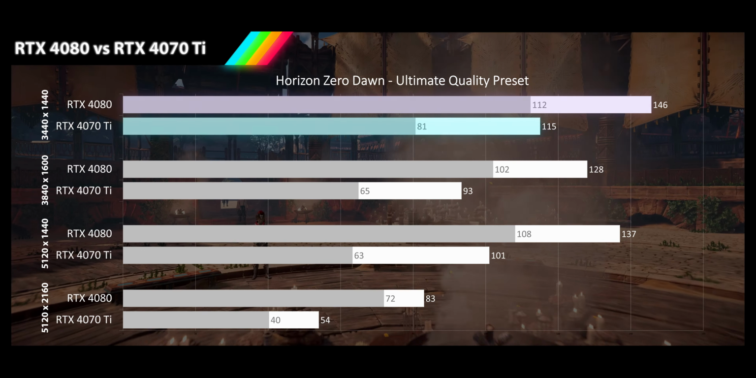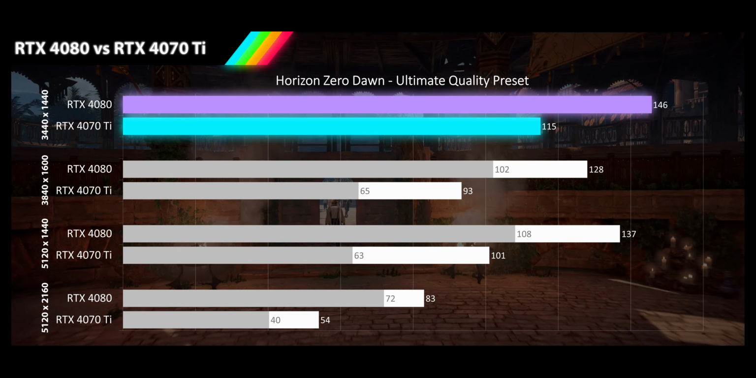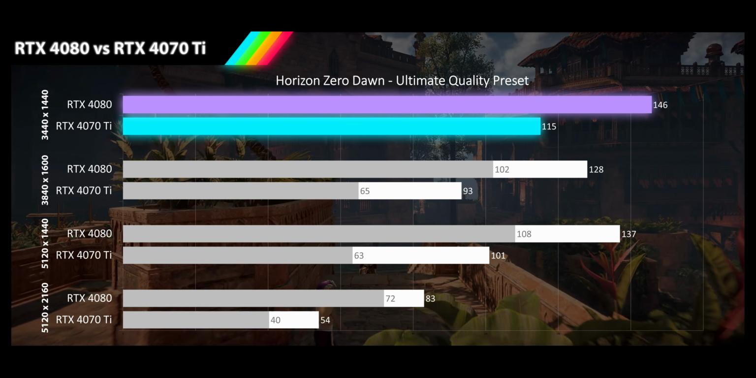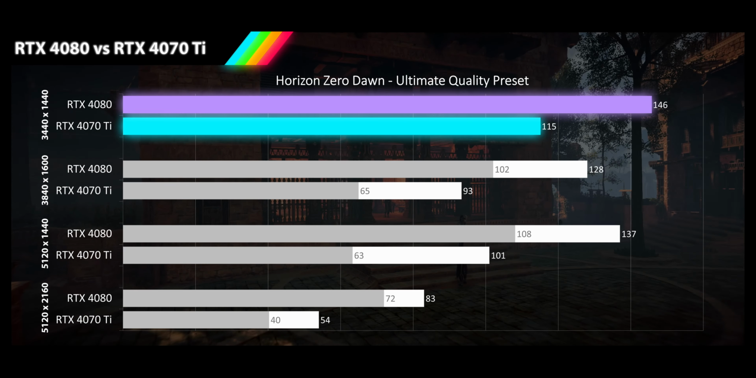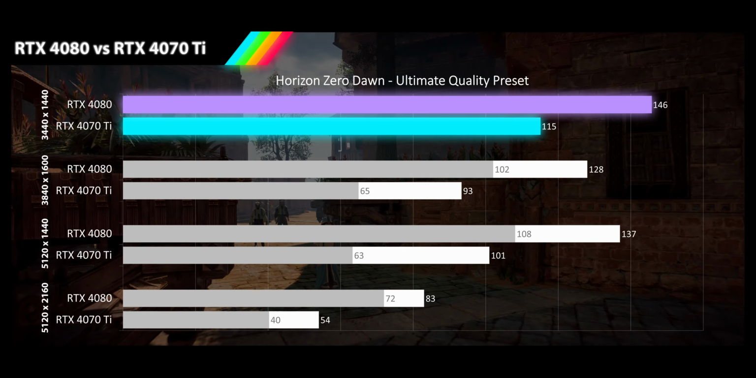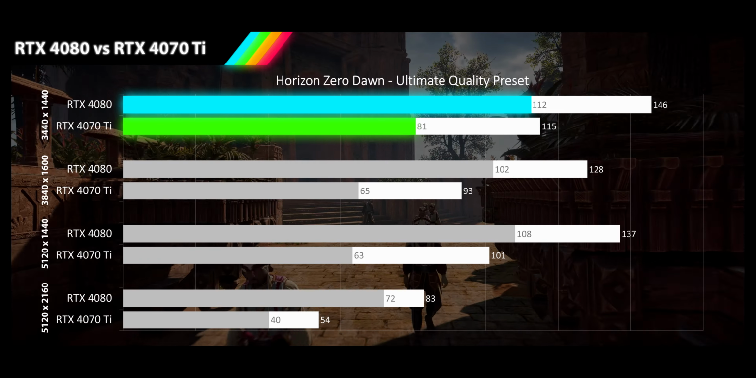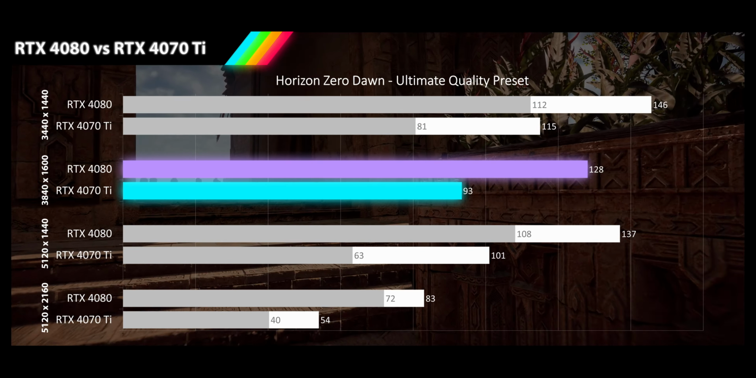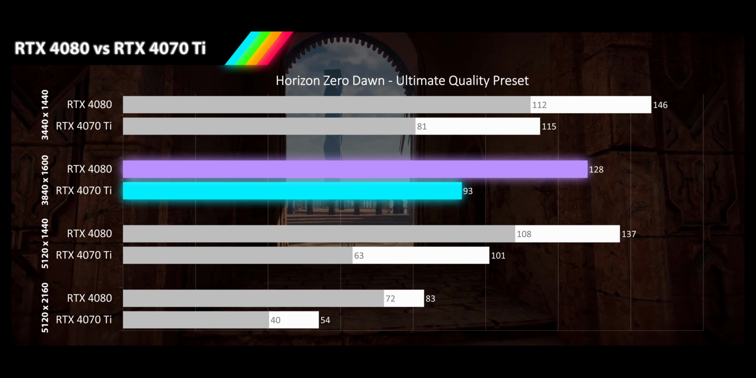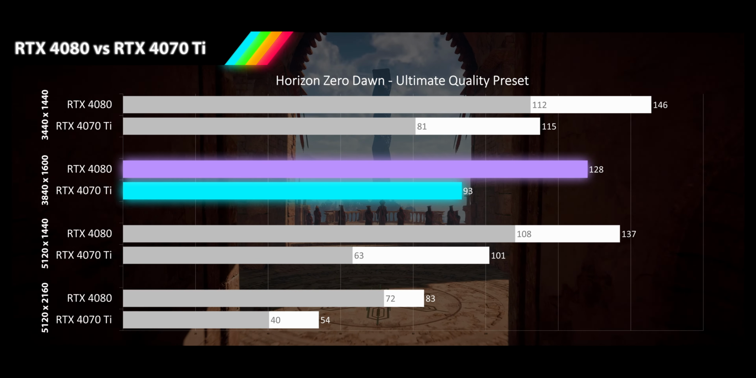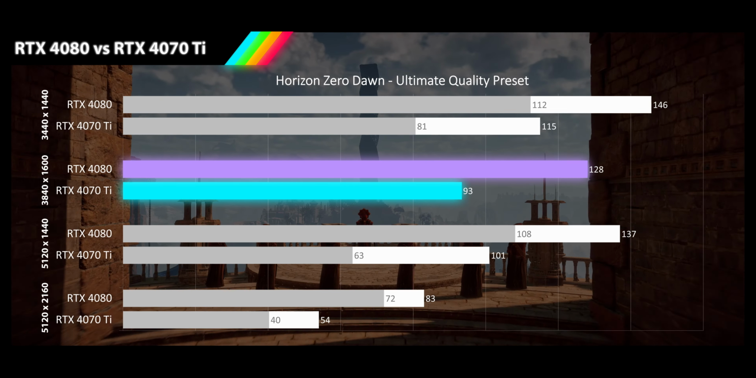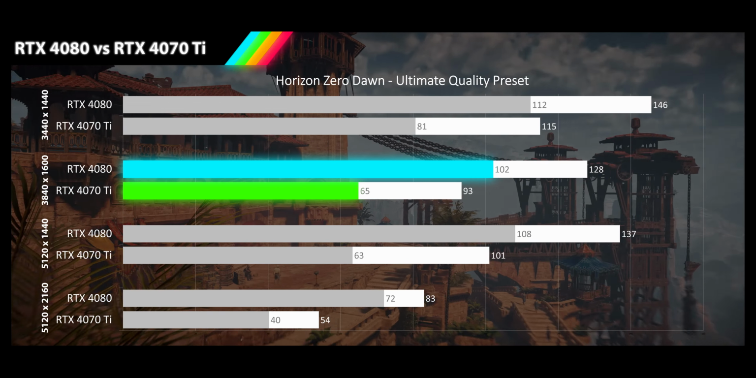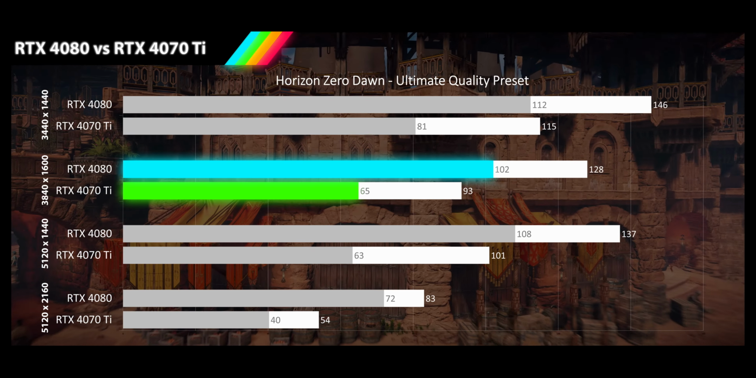At the 1440p ultrawide resolution, we see the 4080 delivering some very high refresh rates of 146 FPS, 27% faster than the 115 FPS of the 4070 Ti, with the 1% lows 39% faster for the 4080. Moving to 1600p ultrawide resolution, we see the 4080's lead grow to 37%, with a 128 FPS average to the 4070 Ti's 93 FPS. The 1% low advantage is now a staggering 57% in the 4080's favor.